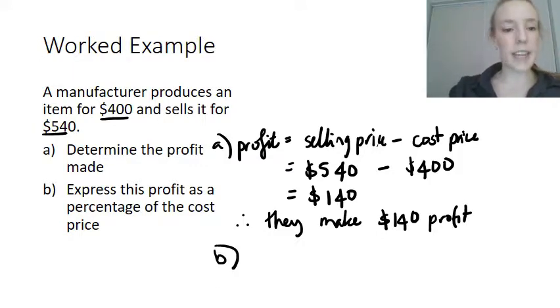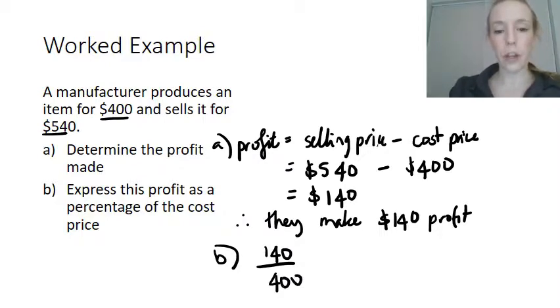For B, it says express this profit as a percentage of the cost price. Okay, so a percentage of the cost price. So we're going to turn it into a percentage. So it's going to be 140 because that's our profit. And it wants it as a percentage of the cost price. So the cost price was $400. So we're going to do 140 divided by 400 times 100, because that will turn it into a percentage.